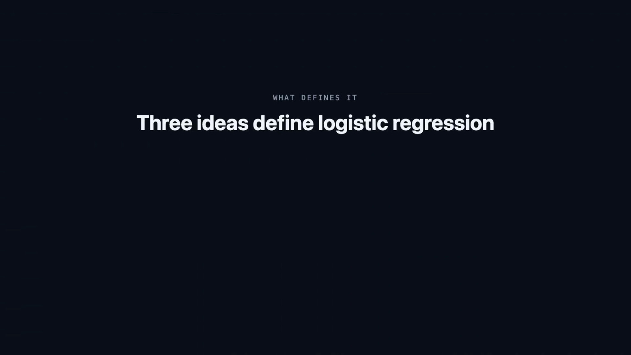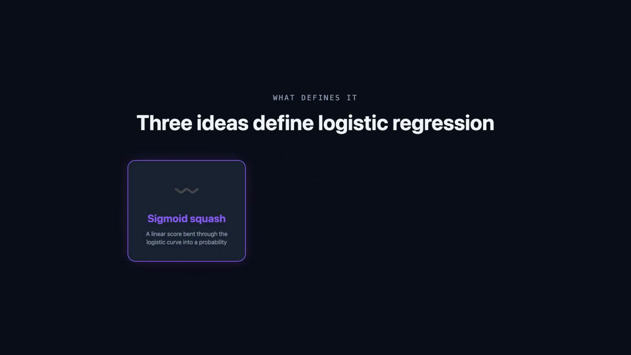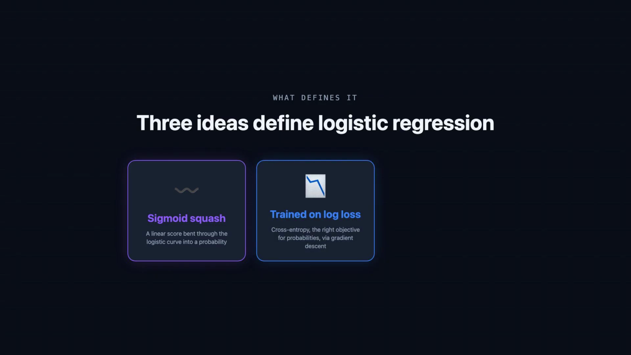Strip it down, and 3 ideas define logistic regression. It is a linear score squashed by the sigmoid. The same weighted sum as linear regression, but bent through the logistic curve, so the output is a probability instead of an unbounded number. It is trained by minimizing log loss, also called cross-entropy. That's the right objective for probabilities. It rewards being confident and correct, and punishes being confident and wrong. And there's no closed form, so we use gradient descent.